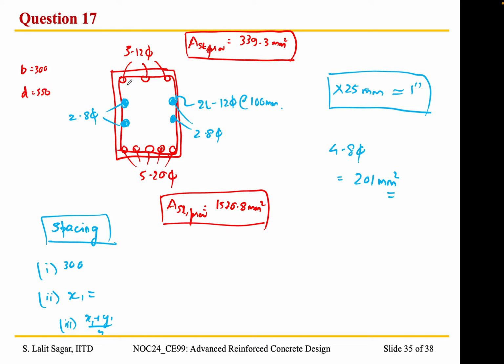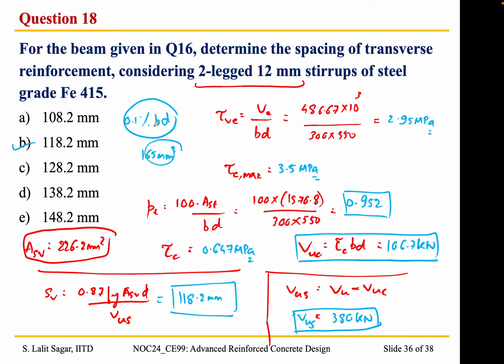Considering an effective cover of 50 on both sides, I got x1 as 232 millimeter, and x1 plus y1 by 4 as 191 millimeter. Among all these values, the spacing that we have provided is much lesser when compared to these values. So ultimately this has to be the reinforcement. With that, I think we come to the conclusion of this particular session.